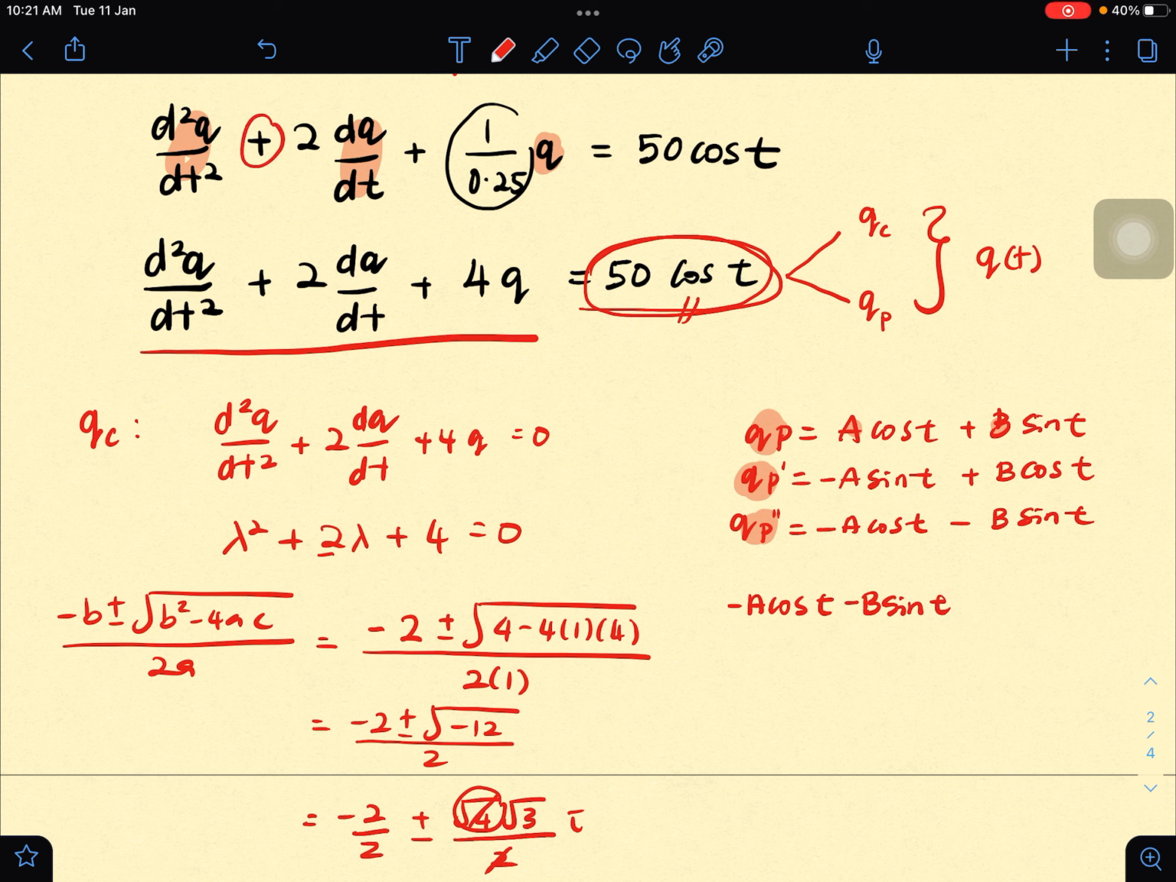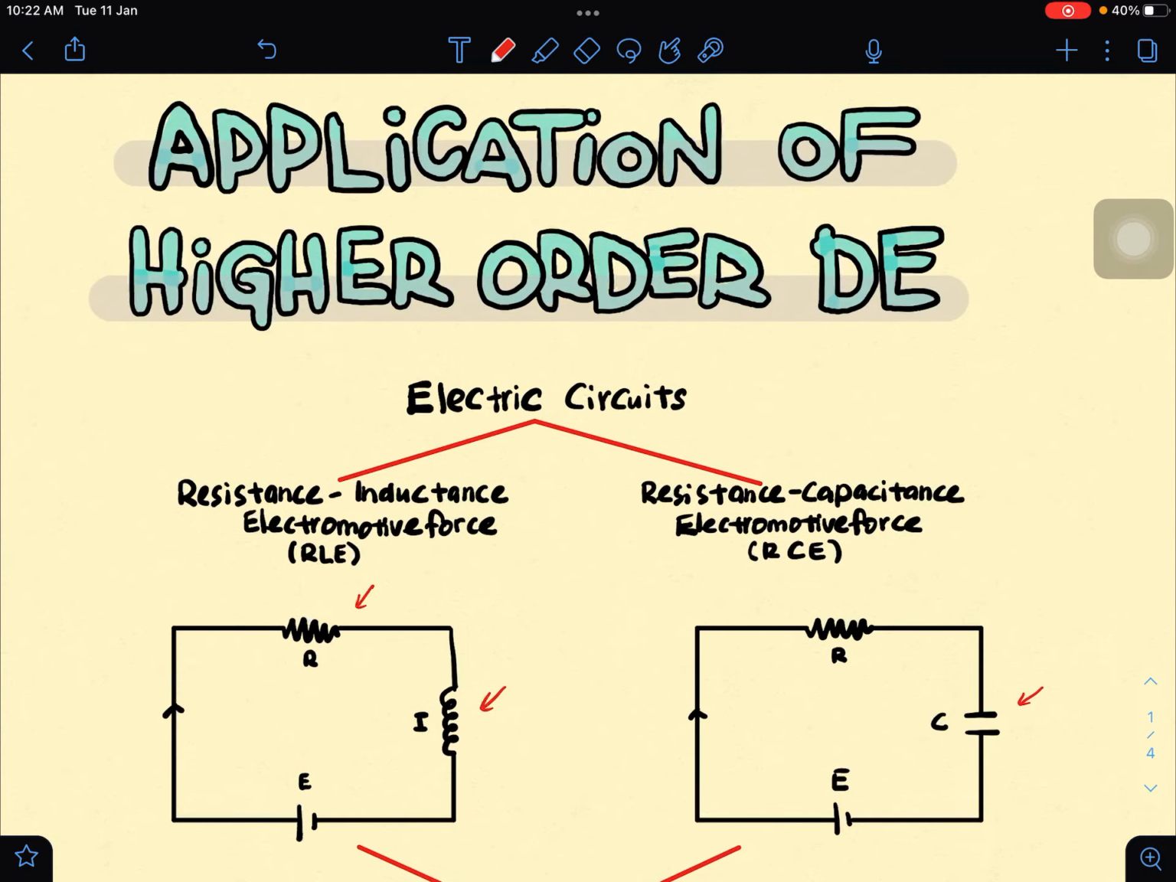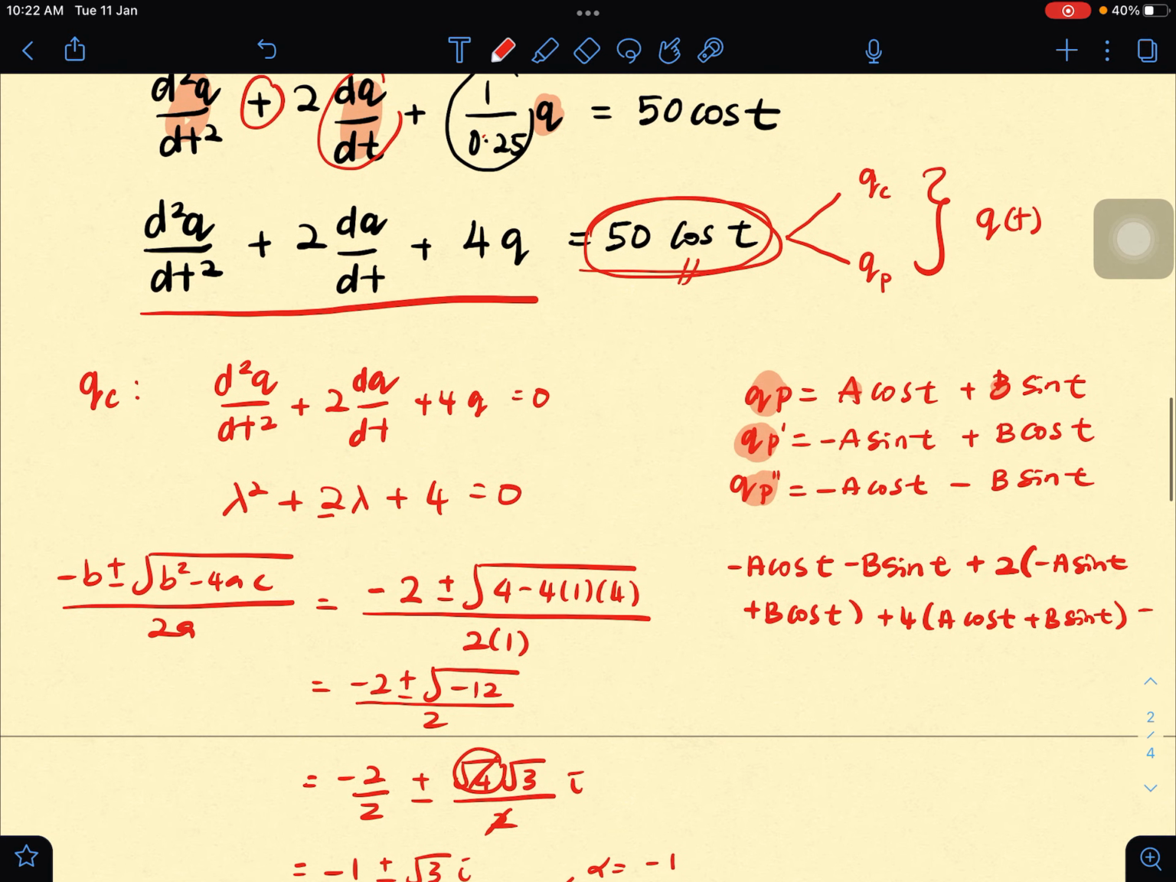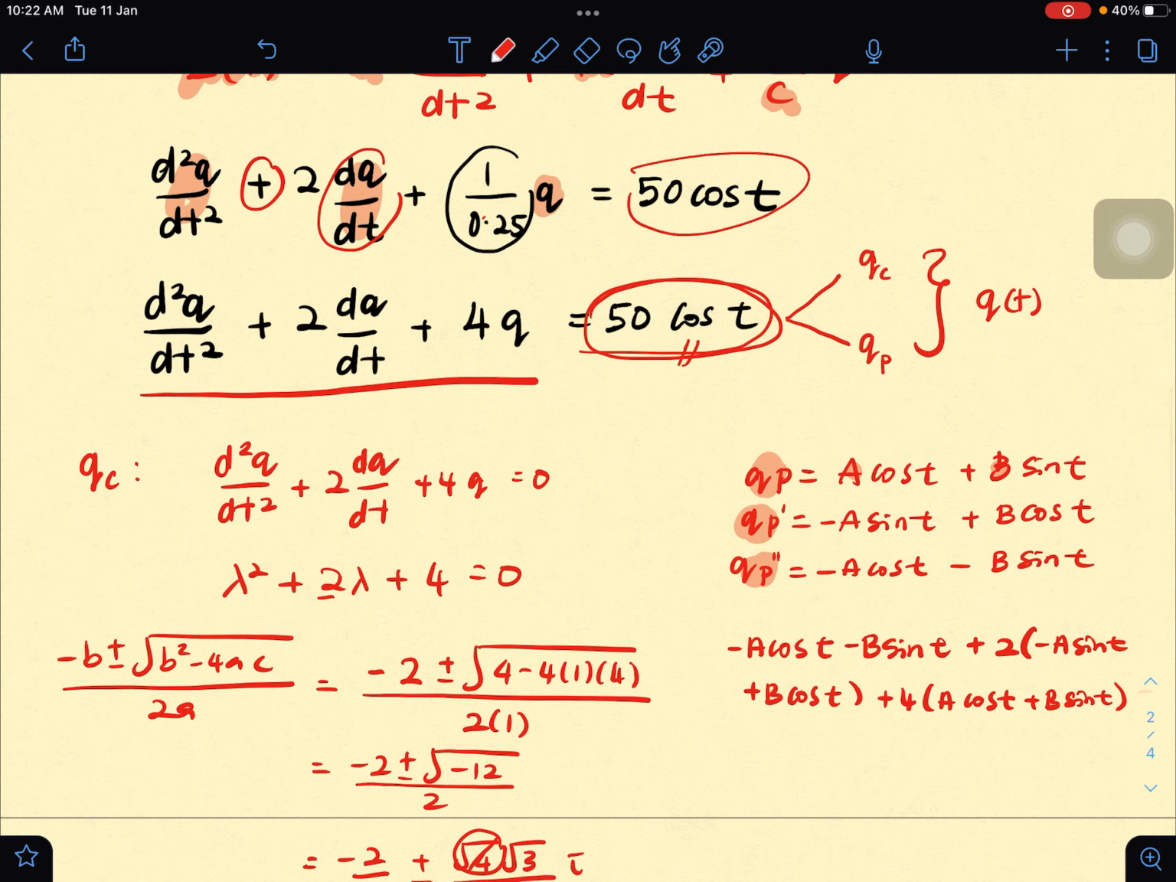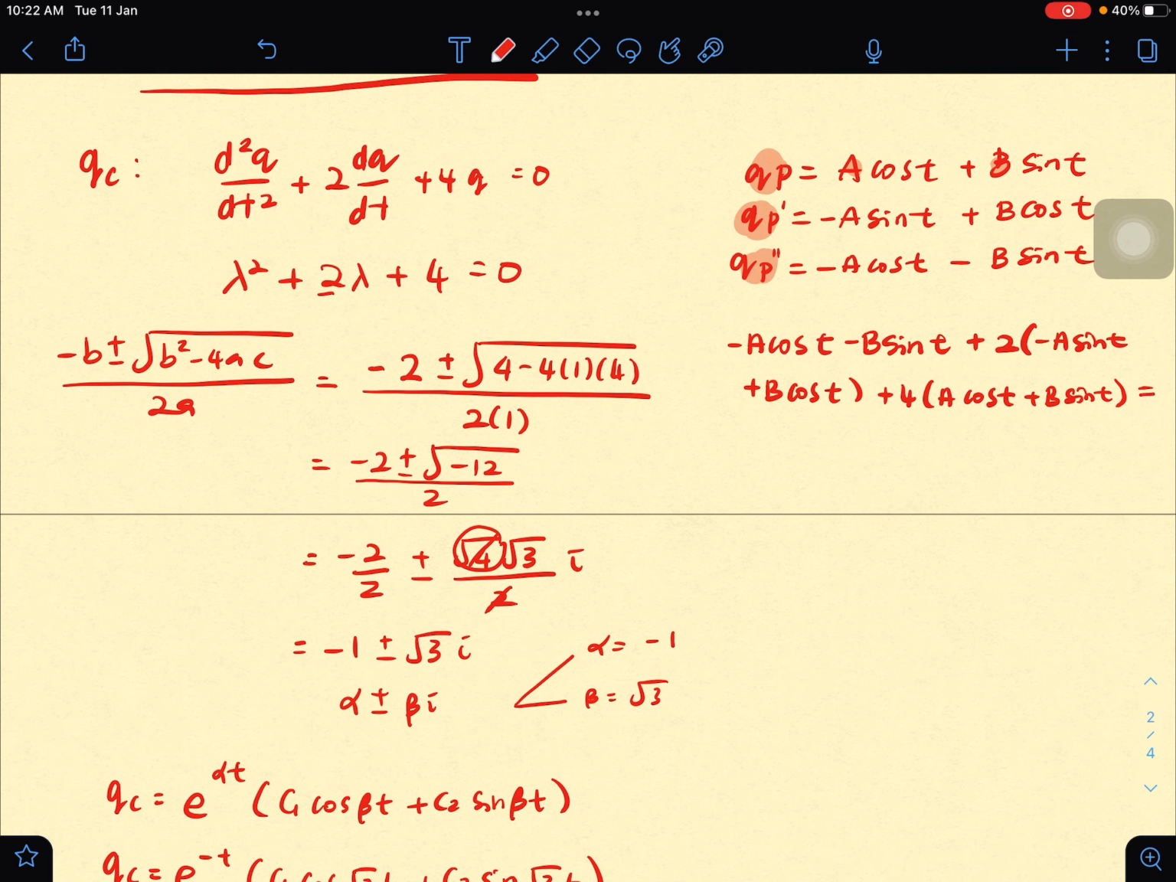Okay, tambah dengan 2 darab dengan negative A sin T plus B cos T. Okay, tambah dengan 4 darab dengan Q. So your Q is A cos T plus B sin T equal to 50 cos T.